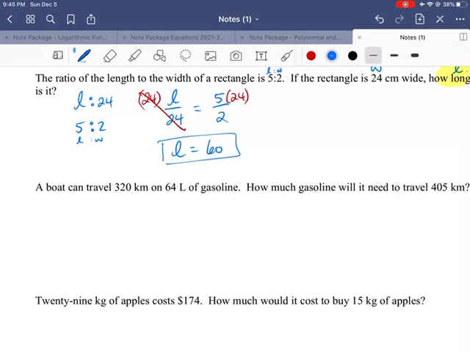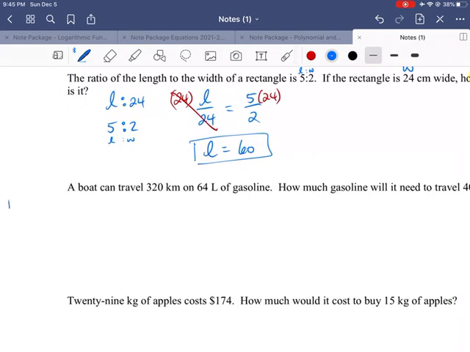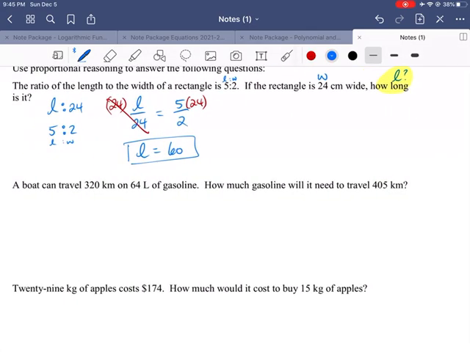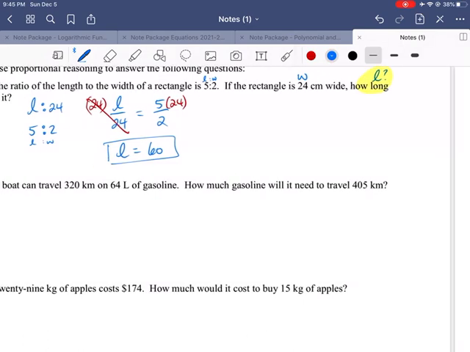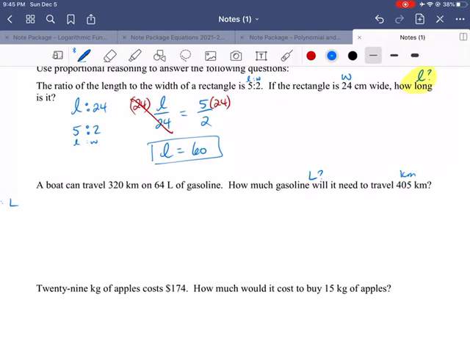A boat can travel 320 kilometers on 64 liters of gas. So the ratio we're going to create is kilometers to liters. So how much gasoline will it need to travel 400 kilometers? So we're looking for liters, and we know the kilometers. So let's create a fraction. The liters, which is the unknown that we want, over the corresponding kilometers. So this liters here goes with this amount of kilometers.